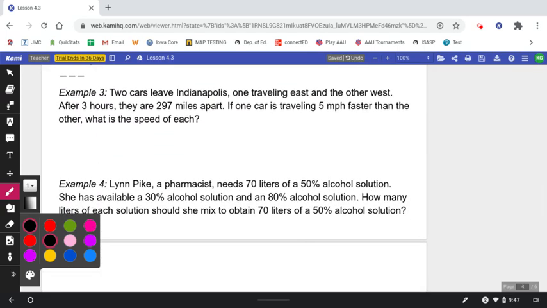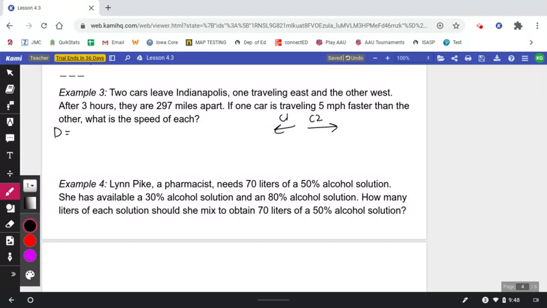Two cars leave Indianapolis. One is traveling east and the other is traveling west. After 3 hours, they are 297 miles apart. If one car is traveling 5 miles per hour faster than the other, what is the speed of each? Because we're talking about speed and distance and time, we have to remember our equation that d equals r times t. Distance equals rate times time.